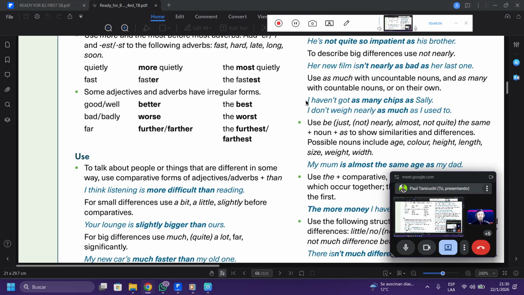It could be, I haven't got as much patience as my sister. In that case, it's much because patience, sorry, is an uncountable noun. So I don't have as much patience as my sister, for example. And with many, well, it is countable: something that you can count, 1, 2, 3, 4.